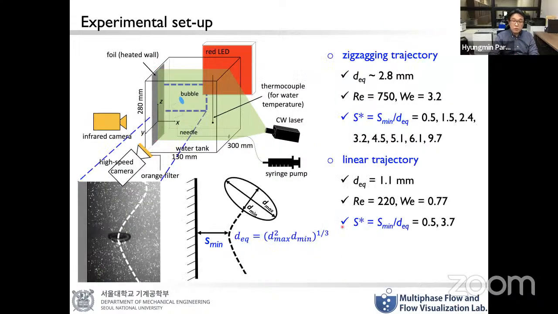For the bubble, we considered two kinds of bubbles. One is a bubble following a zigzagging trajectory, which is a slightly larger one, and we changed the distance between the heated wall and the bubble, which is shown here. For the second case, we considered a slightly smaller bubble, which follows a straight path. And we also considered two different distances between the wall and the bubble for this smaller one.